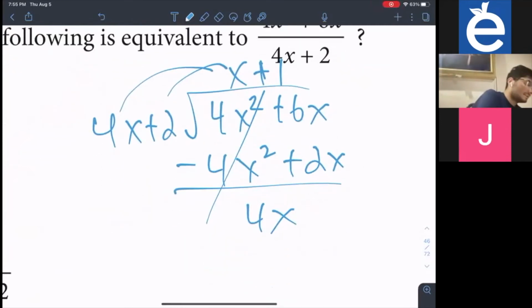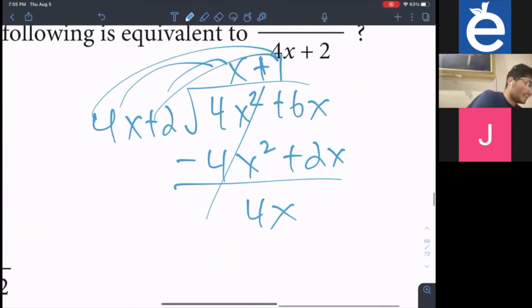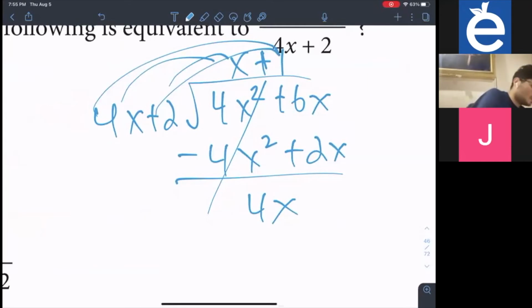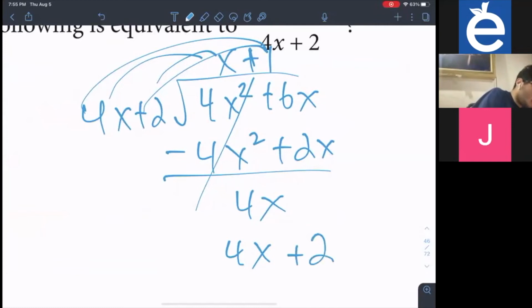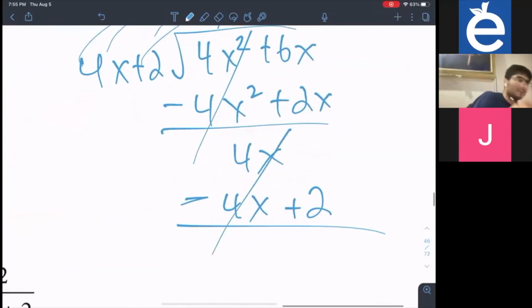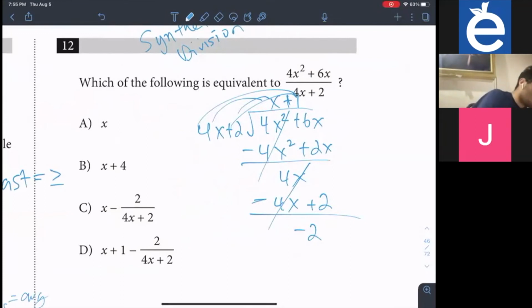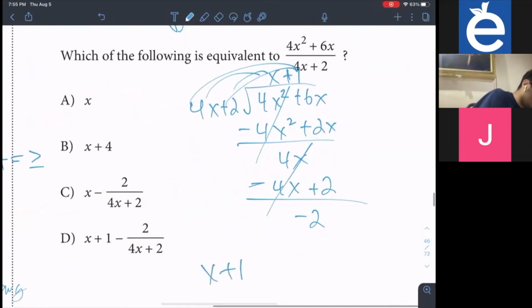So now 4x times 1 is just 4x, and 2 times 1 is just 2. And then negate everything, you get 4x minus 4x, which is 0, and then you get negative 2 as the remainder. So now we know it is x plus 1, and then you keep the sign of the remainder, which is negative 2, and you put it over the 4x plus 2.